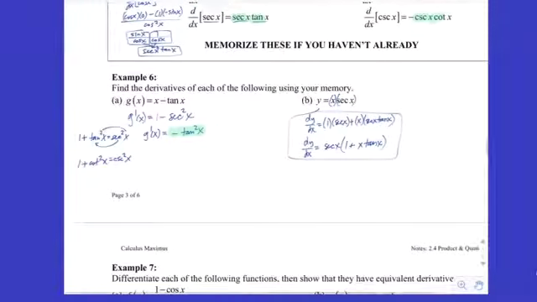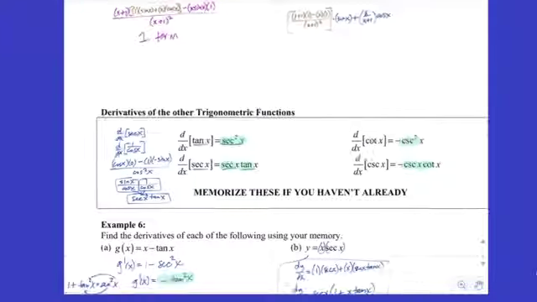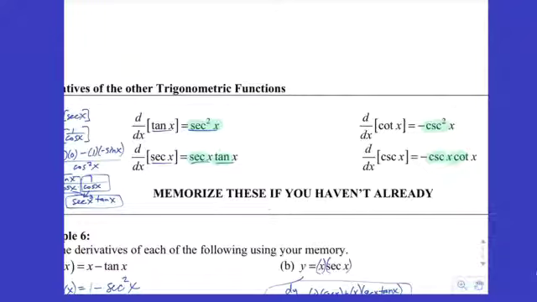And we'll stop right there for today. That takes us through example 6. So memorize your 2 new rules, product rule, quotient rule, and memorize these 4 new trig derivatives so that you have all 6 ultimately memorized.